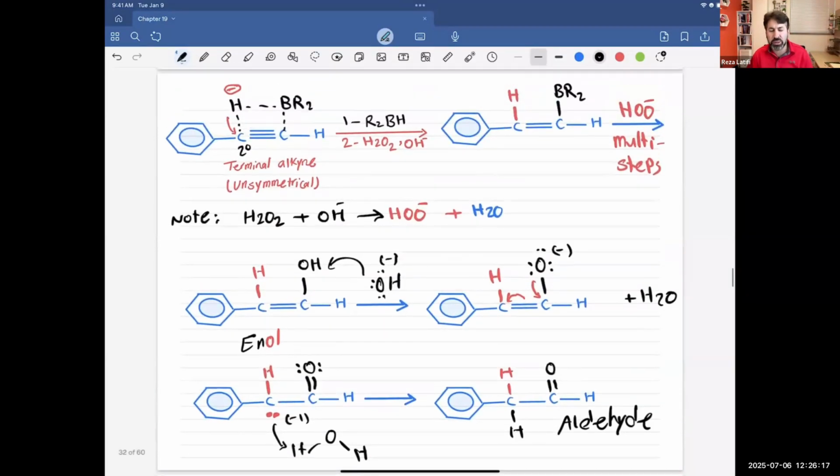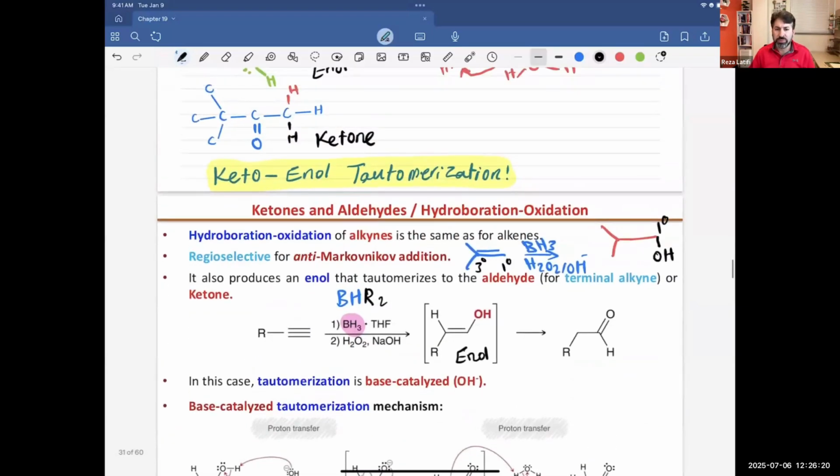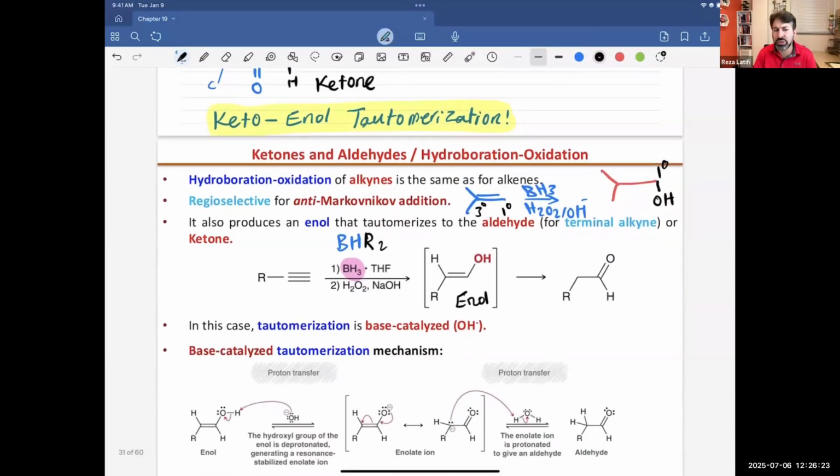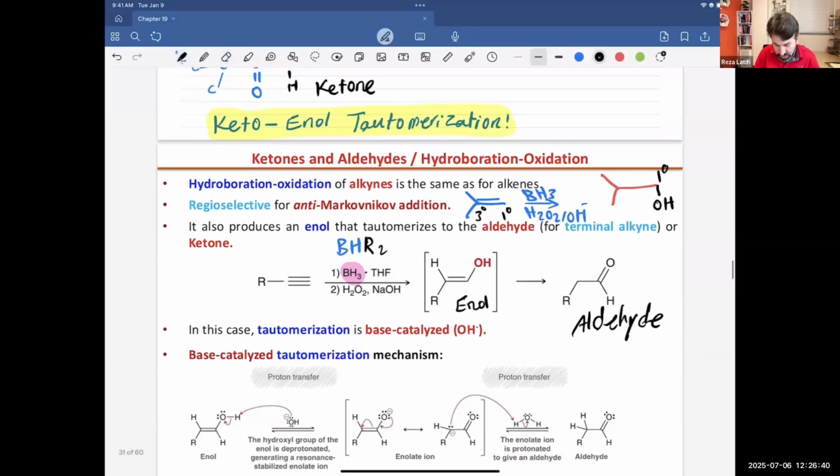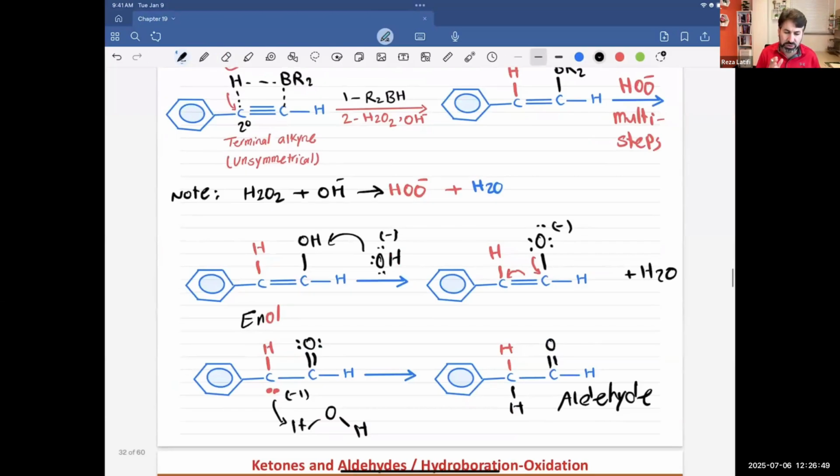So if you run hydroboration-oxidation reaction with a terminal alkyne, you will get an aldehyde. Always is going to give you aldehyde. The reason for it, because it will favor a carbon with less substituent. And this carbon is a primary, so it will put the carbonyl group on the primary carbon versus the secondary. Okay. So from now, we know anytime we start with terminal alkyne, we will get an aldehyde.